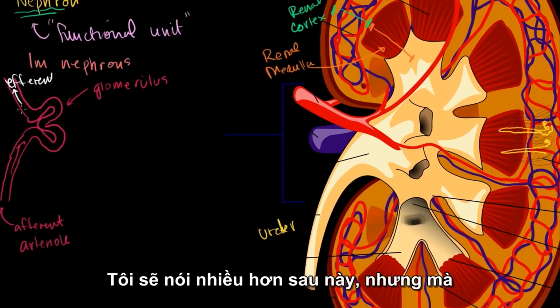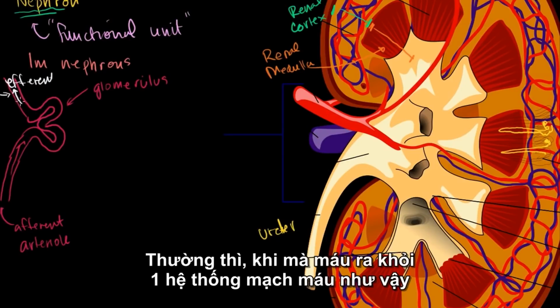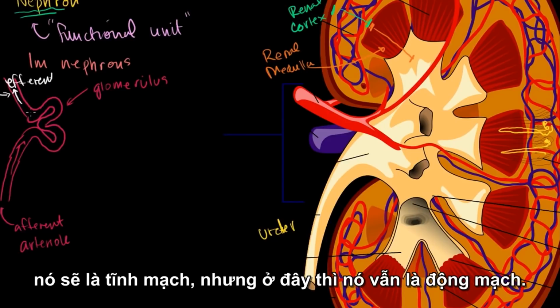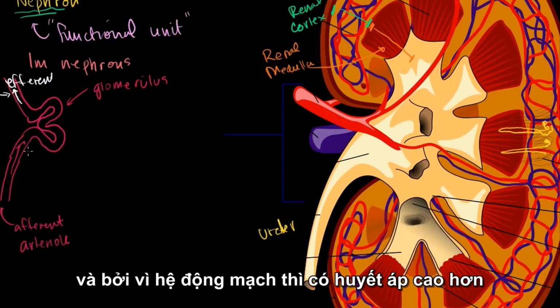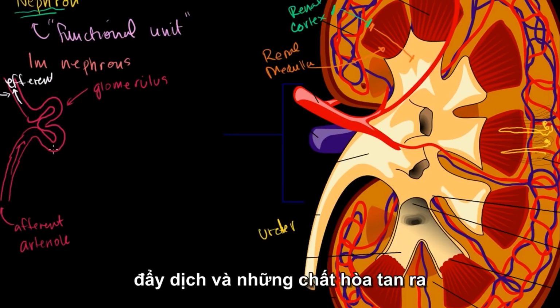And I'll talk about it more in the future, but it's interesting that we're still dealing with an artery at this point, that it's still oxygenated blood. Normally, when we leave a capillary system, like the glomerulus right there, we're normally dealing with the venous system. But here we're still in an arterial system. And it's probably because arterial systems have higher blood pressure. And what we need to do is squeeze fluid and stuff that's dissolved in the fluid out of the blood in the glomerulus right here.